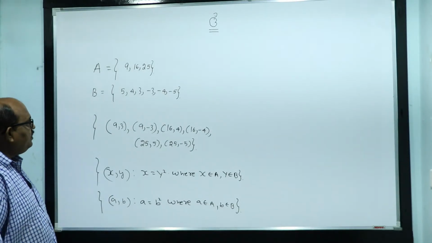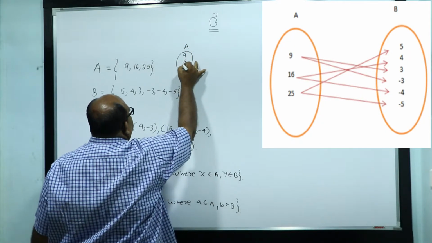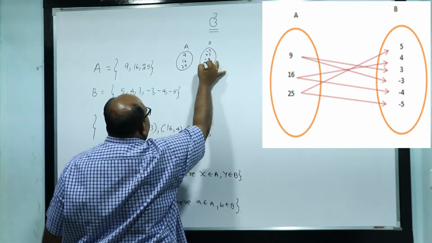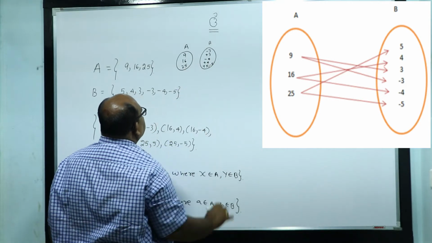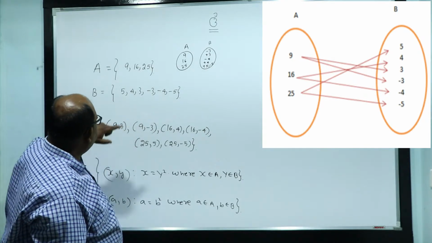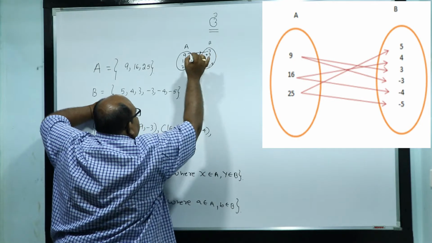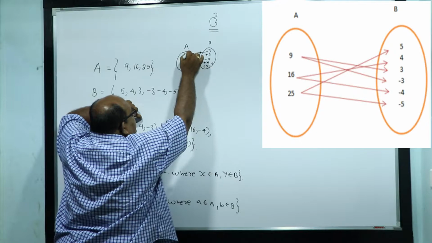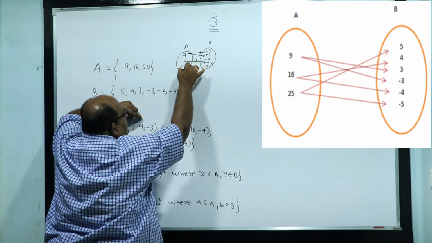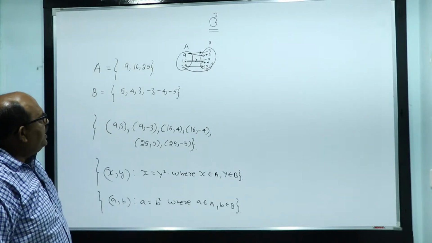Then what is the arrow diagram? Arrow diagram is very simple. Just take set A here, represented with the help of a Venn diagram. Set B here. Set A contains 9, 16, 25. Set B contains -3, +3, -4, +4, -5, +5. And 9 is related to 3, so 9 and -3 will be related with the help of an arrow. Again 9 is related to -3. So this is the arrow diagram method to represent a relation. The elements which are related will be linked with the help of an arrow.